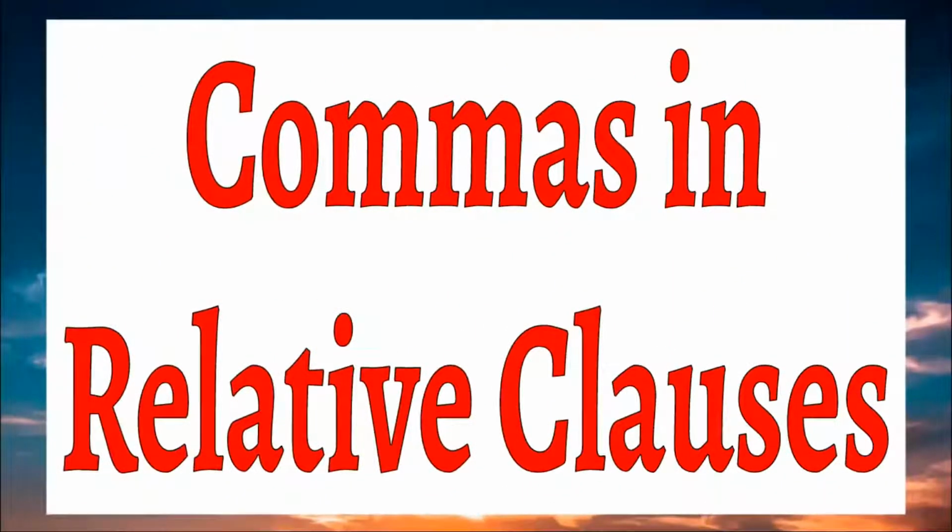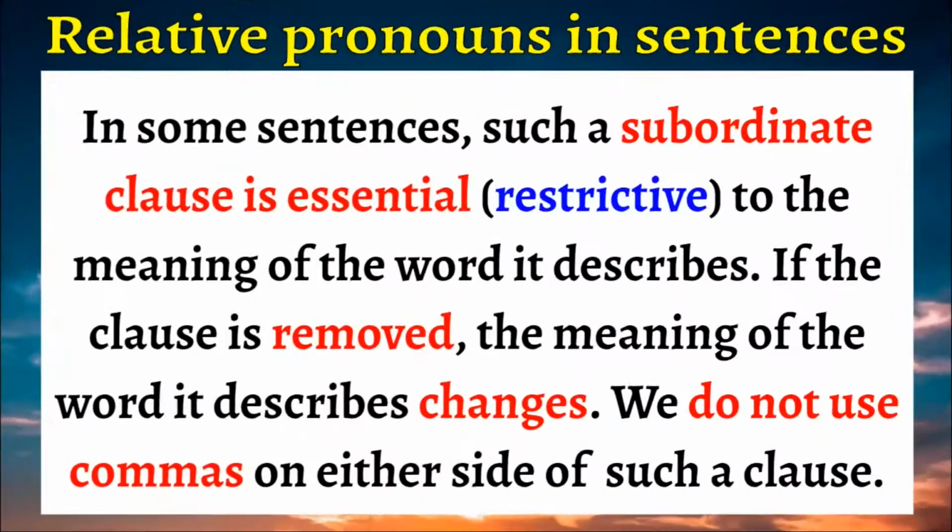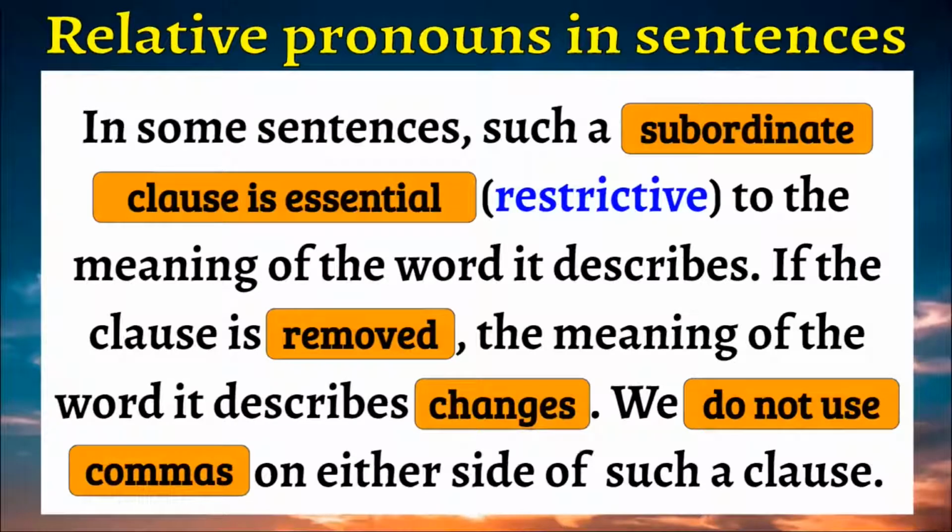When do we use commas in relative clauses? In some sentences, such a subordinate clause is essential or restrictive to the meaning of the word it describes. If the clause is removed, the meaning of the word it describes changes. We do not use commas on either side of such a clause.